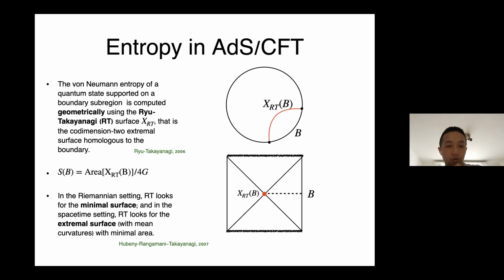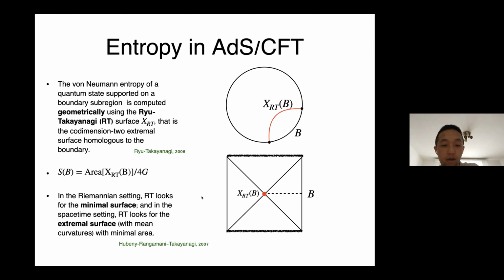So their prescription is, if you have AdS space and you care about a quantum state supported on a part of the boundary subregion, here denoted as B, then its entropy, the von Neumann entropy, is computed by the area of the minimal surface that stretches into spacetime. Here it is just a symmetric setting, a Riemannian setting of a time slice of how this can be computed. And you can do better by going to a spacetime case.